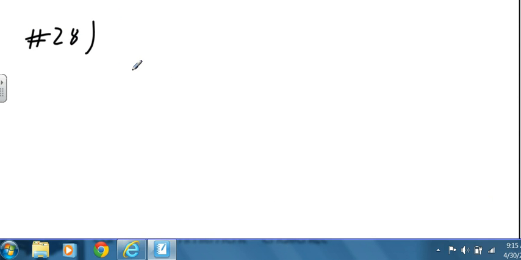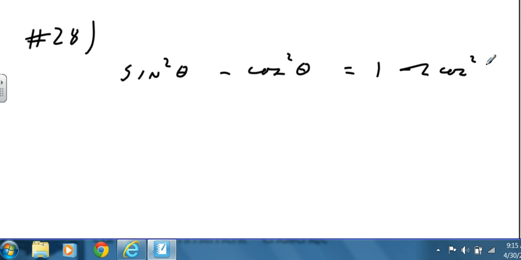28. Anybody bored yet? Sine squared theta minus cosine squared theta is supposed to equal 1 minus 2 cosine squared theta. Now we have a choice. We can either do it on the right-hand side or do it on the left-hand side. Those are our choices.